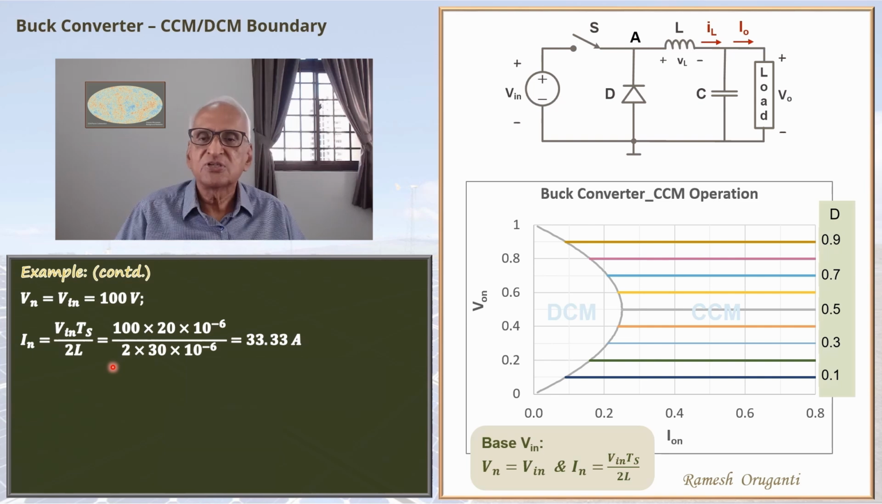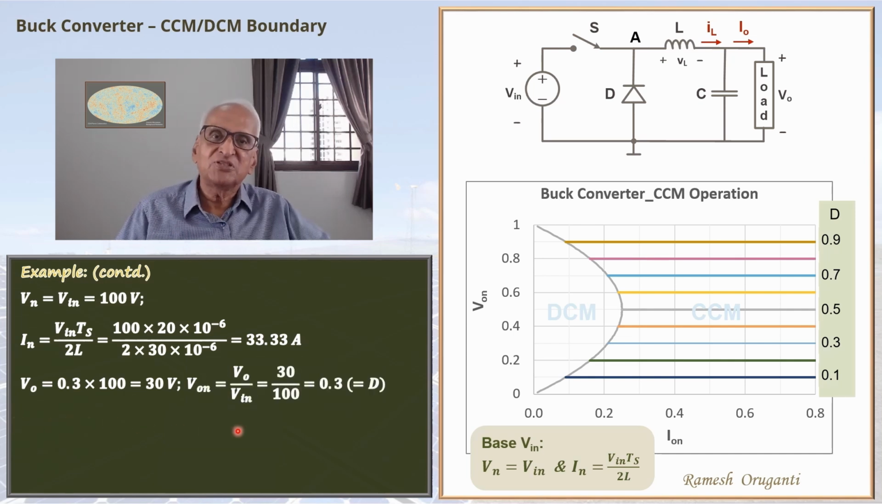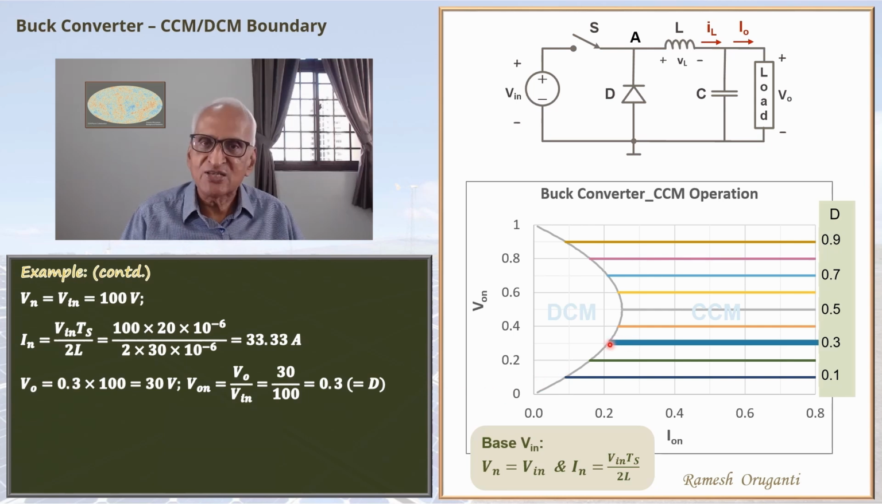Vin is 100 volts, duty cycle is 0.3. So the output voltage is 30 volts. And the normalized output voltage, VON, is VO by Vin. That is 30 by 100, 0.3, which is of course the duty cycle. We already saw that VON will be equal to the duty cycle. So VON is equal to 0.3. So I'm just plotting it here. I just thickened the line. This line, of course, stops at the CCM DCM boundary as we saw earlier.